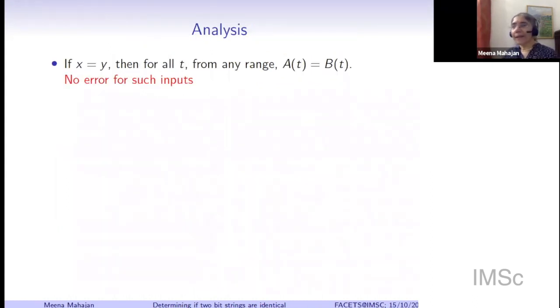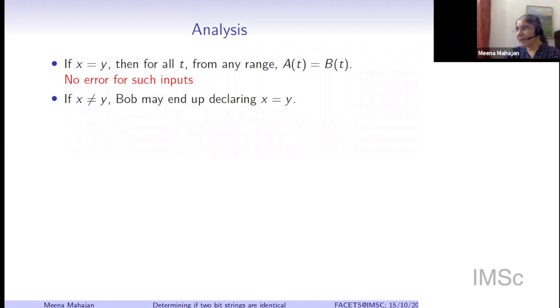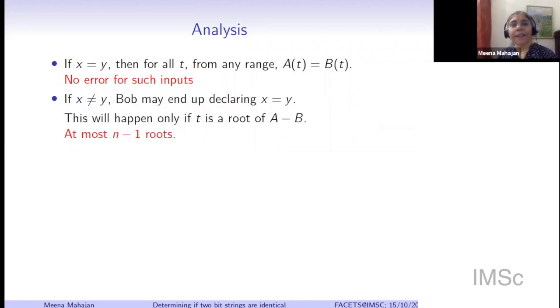If x is equal to y, then no matter what t you choose, no matter from which range, remember we haven't even specified from which range we will choose t, but no matter what range we pick, a of t and b of t will always agree because they are the same polynomial. So there is no error. This is what we have been seeing earlier also. If x is not equal to y, Bob may end up declaring x is equal to y. When will this happen? This will happen only if t is a root of a minus b, right? A of t should be equal to b of t. That means if I take the polynomial a minus b, at t it should be 0.